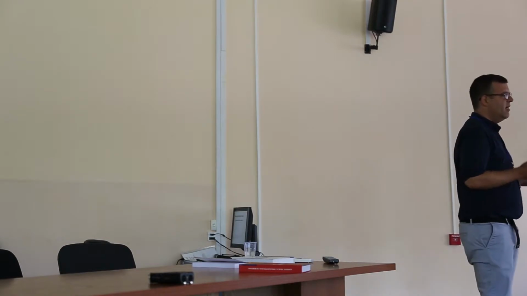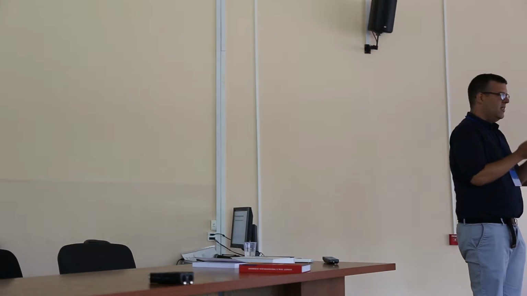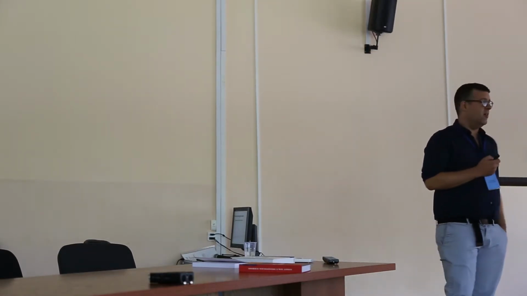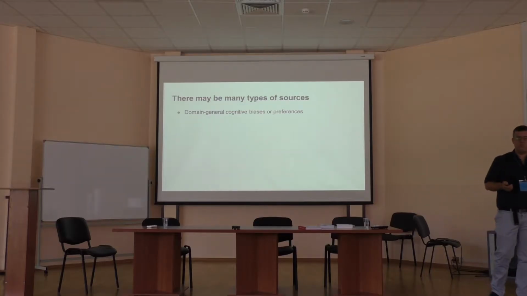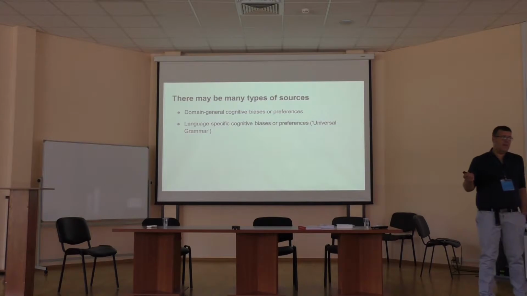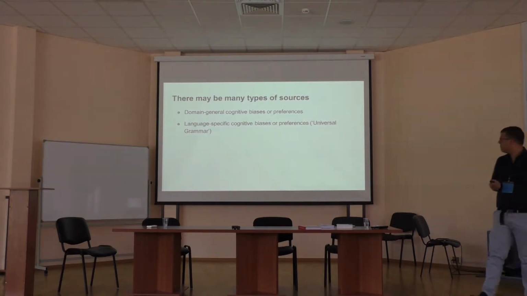There are multiple sources for cross-linguistic diversity, and what as scientists we should be interested in doing is to try to see how these different sources interact and to tease them apart. So there might be domain general cognitive biases or preferences, for example, about processing. They also might be language specific, so there might be some content to universal grammar. There could be specific features of human anatomy. I'll give you an example.